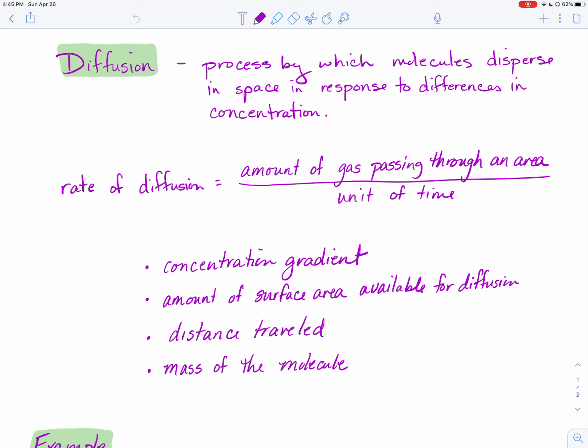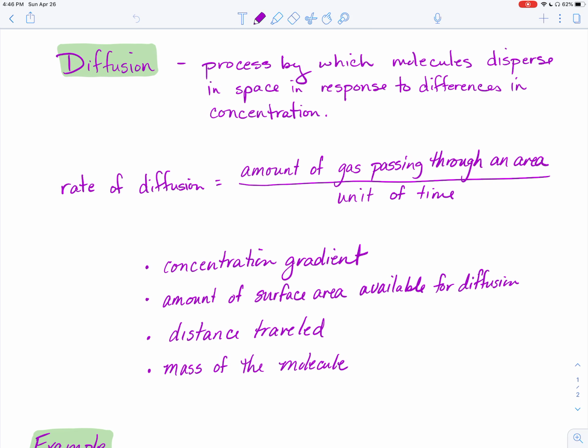Some of the features or terms that you're going to need to know about diffusion include the concentration gradient. The concentration gradient is where you look at the concentration of the molecules over a particular distance, and the gradient can go from high to low or low to high. The amount of surface area available for diffusion, this just means how much of the gas you have or how much space it has to diffuse into, the distance it can travel, and another feature that affects the rate of diffusion is the mass of the molecule.